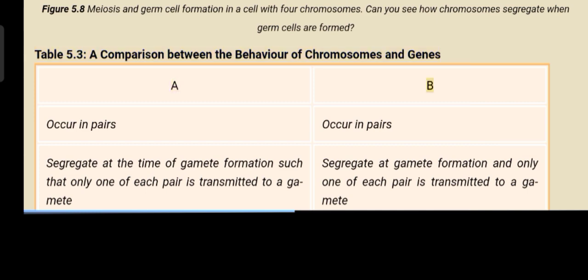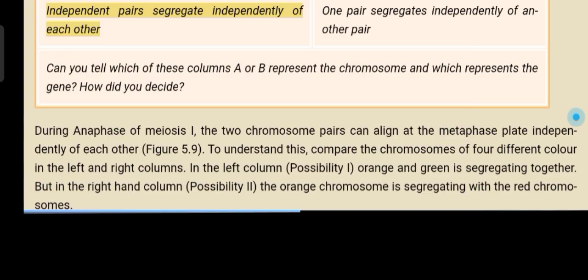A and B: Occur in pairs. Segregate at the time of gamete formation such that only one of each pair is transmitted to a gamete. Independent pairs segregate independently of each other. One pair segregates independently of another pair. Can you tell which of these columns, A or B, represents the chromosome and which represents the gene?